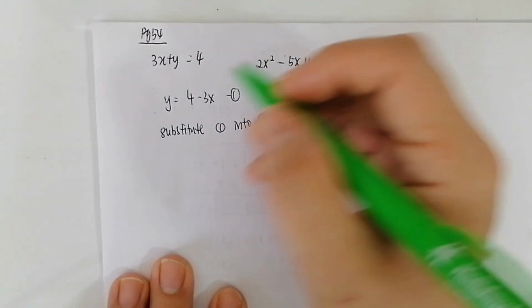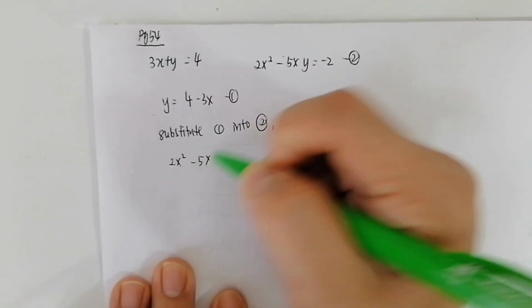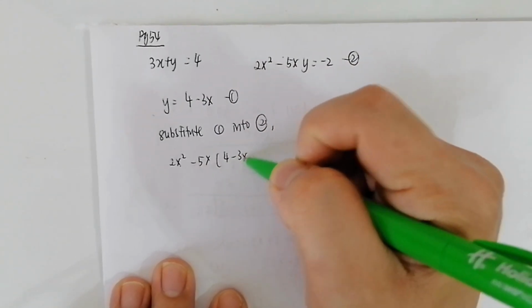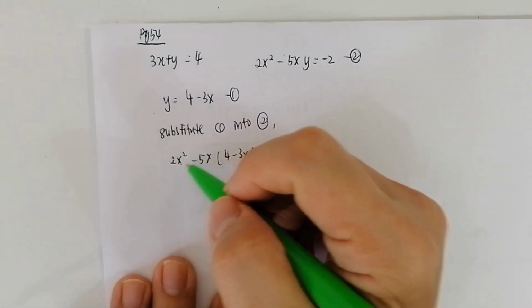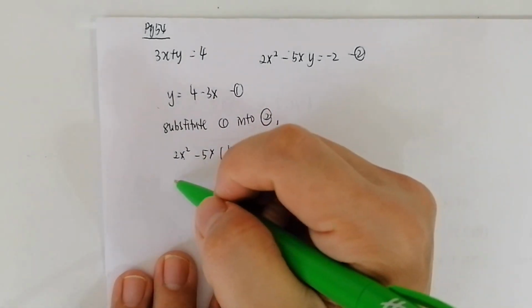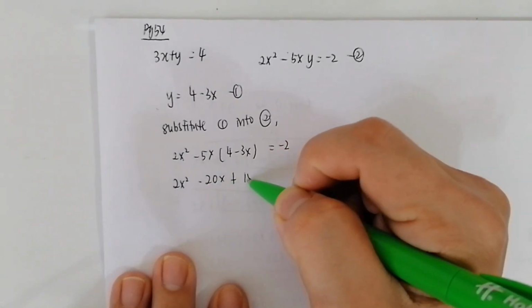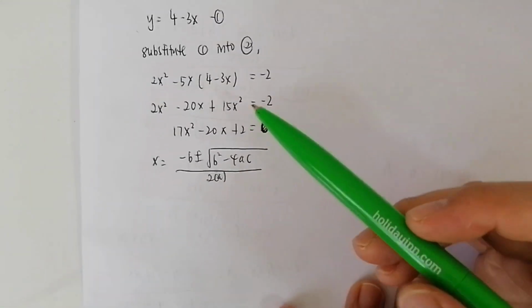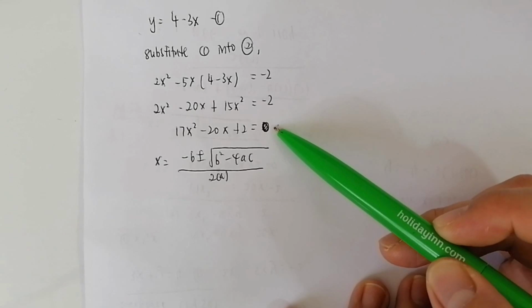Okay, so that means here will be 2x squared minus 5x remain. 1, you see the y, we are going to replace with 4 minus 3x equal to -2. Okay, so here we are going to multiply in. So here 2x squared minus 20x plus 15x squared equal to -2. Okay, so here it's supposed to be 17x squared minus 20x plus 2 equal to 0.